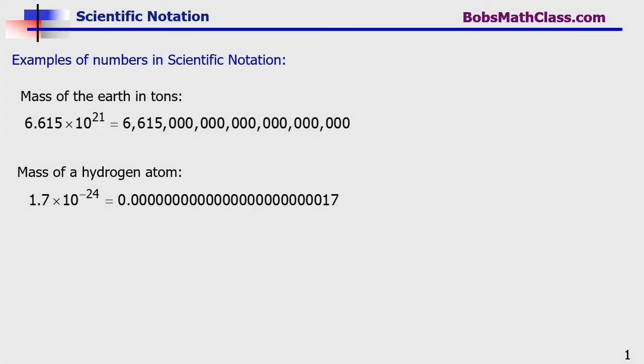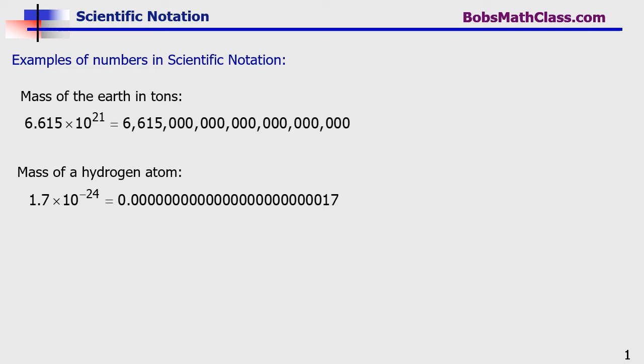Hi everyone. This lesson is on scientific notation. Scientific notation is used in chemistry, astronomy. Usually it's used when we're dealing with super big numbers or very small numbers. There's a couple examples of numbers that are in scientific notation.